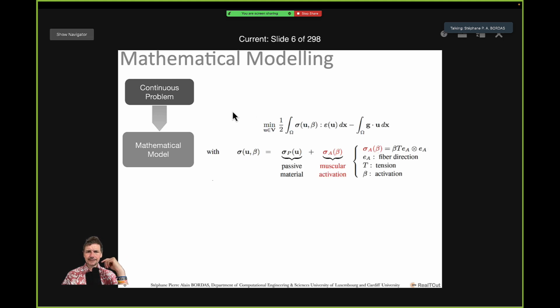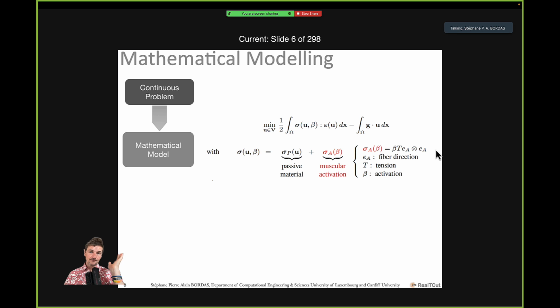If we take the case of the tongue, which is this material in the mouth that is able to contract, it's a muscle, it's therefore an active material. It's got muscular activation, and it also has a passive part. So therefore the stress can be written as a sum of passive plus muscular activation. Depending on the fiber direction, you can write the muscular activation part as beta T, e_a tensor product with e_a. So essentially you know how to write this. At least, of course, you think you know.